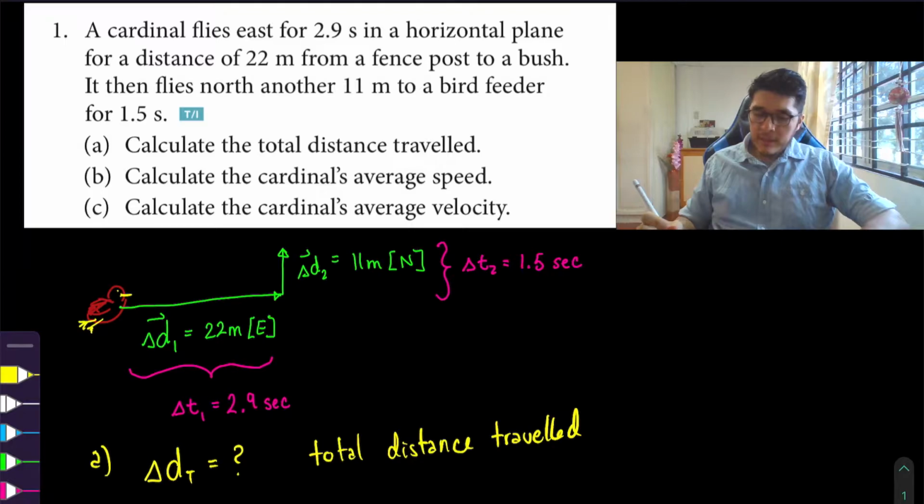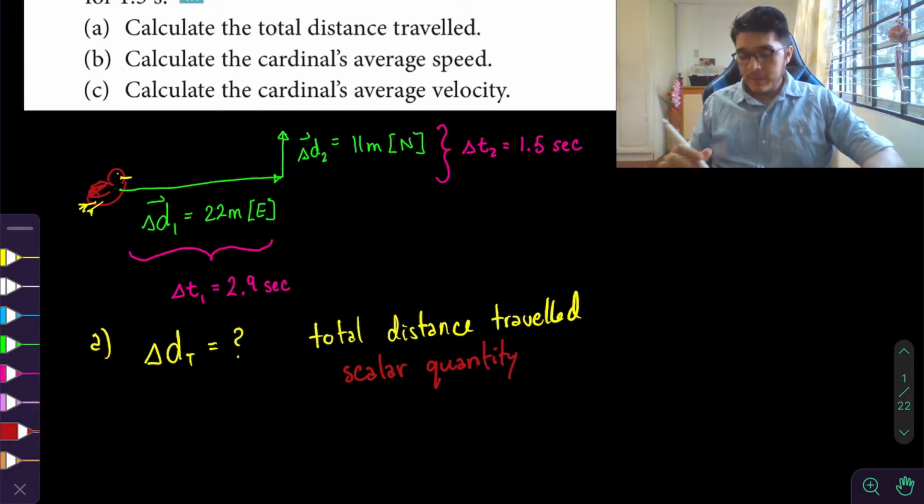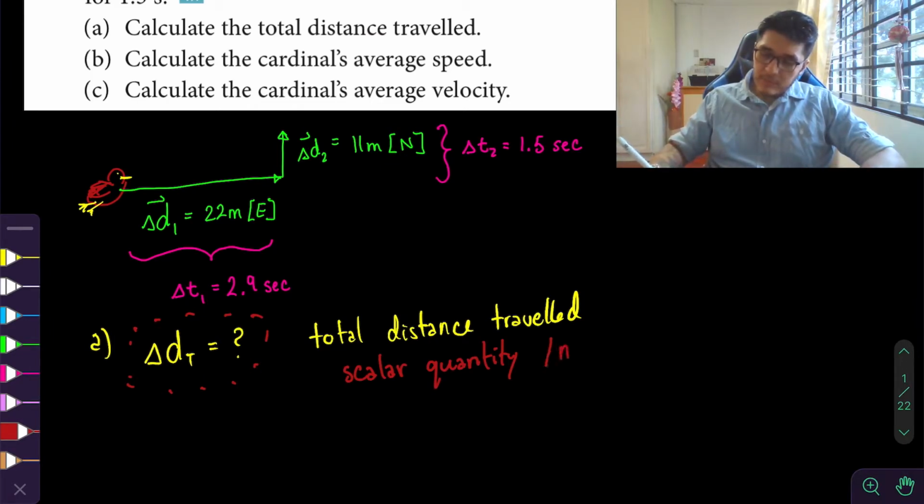But keep in mind that since they're looking for the total distance traveled, this is actually a scalar quantity. And because it is a scalar quantity, there's no direction. So that's why if you look at the quantity here, there's no arrow hat.